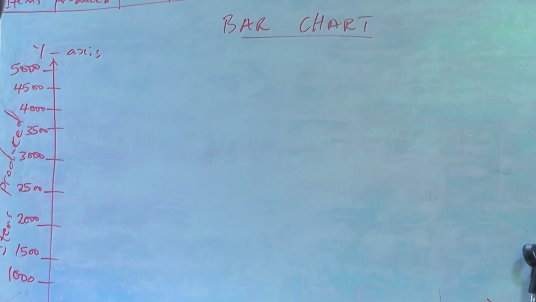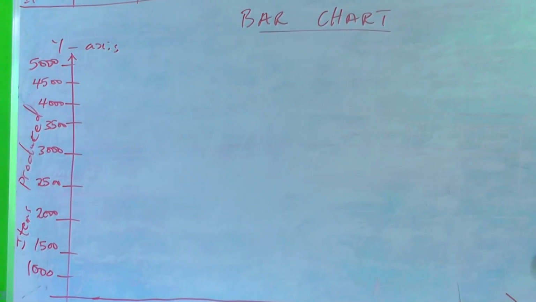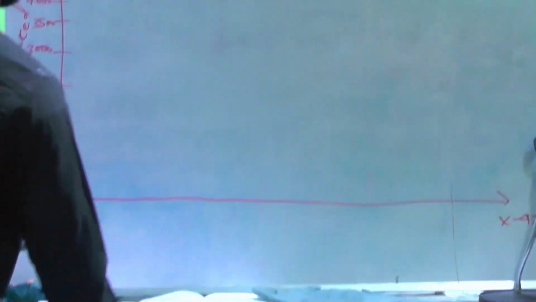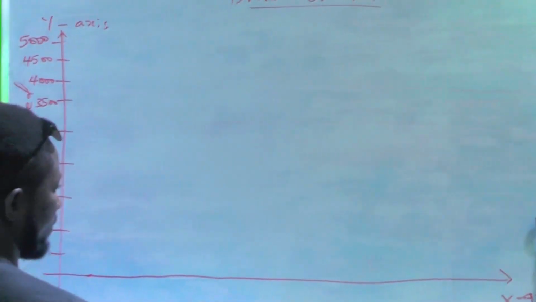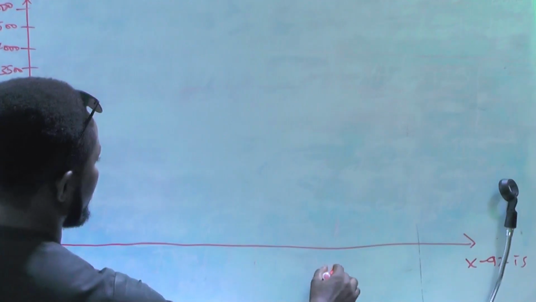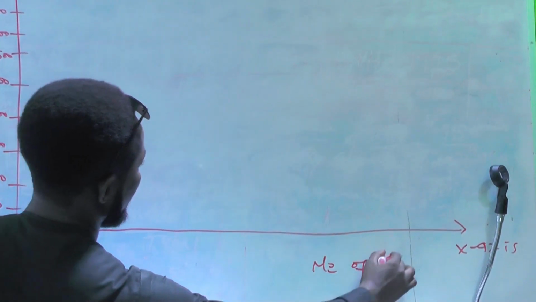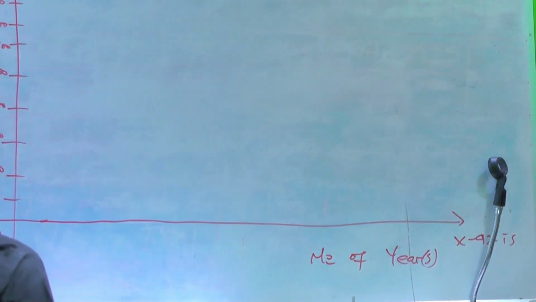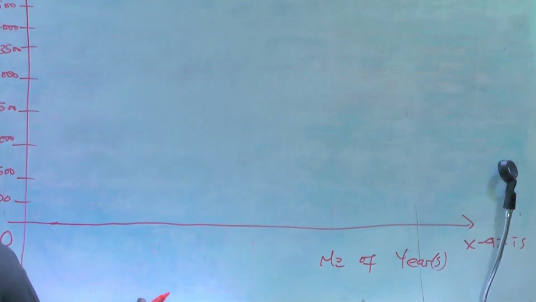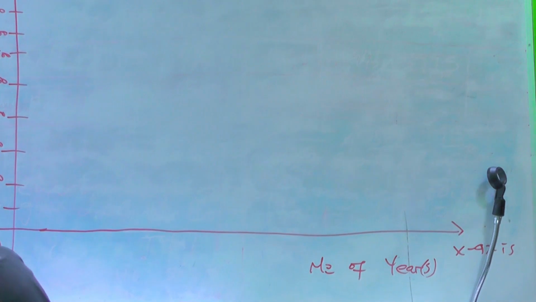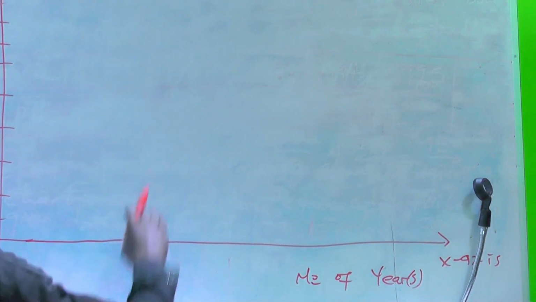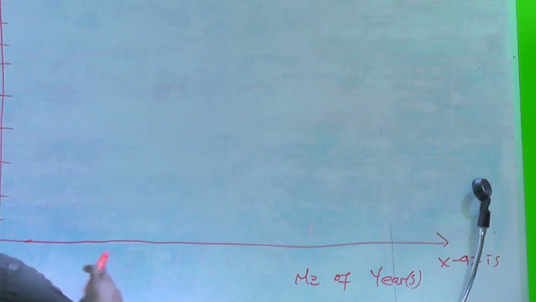Now on the horizontal plane, we call it numbers of years. So this you can just represent by numbers of years of production. Now, you are not supposed to draw anything here. What do I mean? While you are drawing the bar chart, you are going to be under it. Now don't forget the first year is 1991.